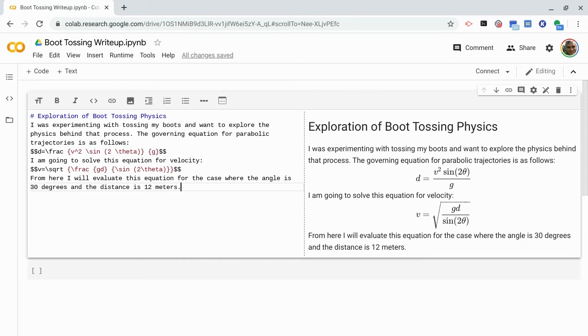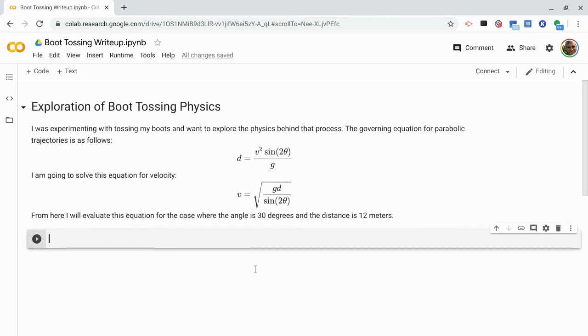Okay. So this is like my introduction to this. I was experimenting with tossing my boots and want to explore the physics behind that process. The governing equation for parabolic trajectories is as follows, blah. I am going to solve this equation for velocity, blah. Okay. From here, I will evaluate this equation for the case where the angle is 30 degrees and the distance is 12 meters. So now I'm going to go down to my code block, which was already here by default when I started. And this code block is going to use a language called Python.